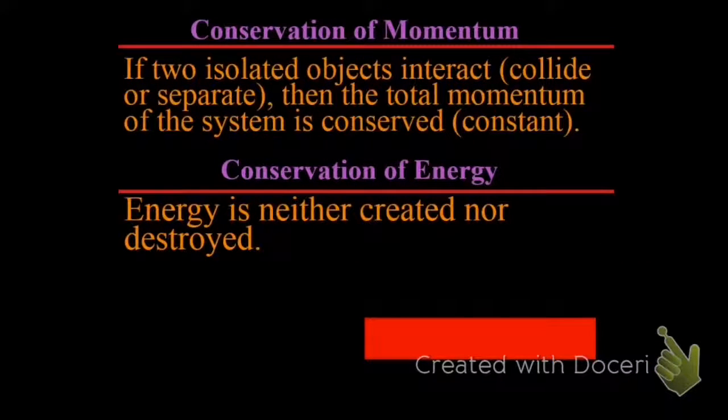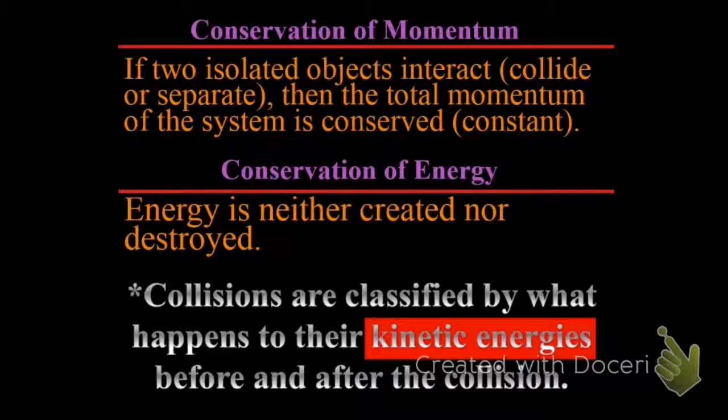This is also related to the conservation of energy. Energy is neither created nor destroyed. However, just because energy is neither created or destroyed doesn't mean it can't be turned into less useful types of energy. And so collisions are going to be classified based on what happens to their kinetic energy. Some collisions will lose kinetic energy and some will not. The energy is not destroyed, but it will just be converted to unuseful forms.